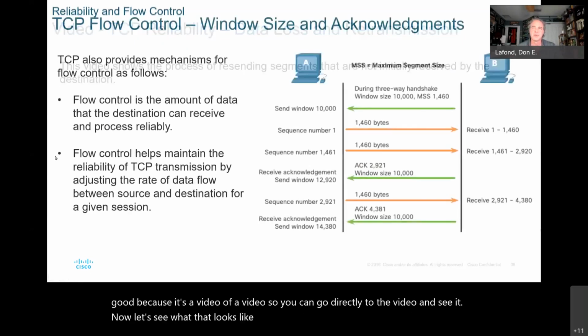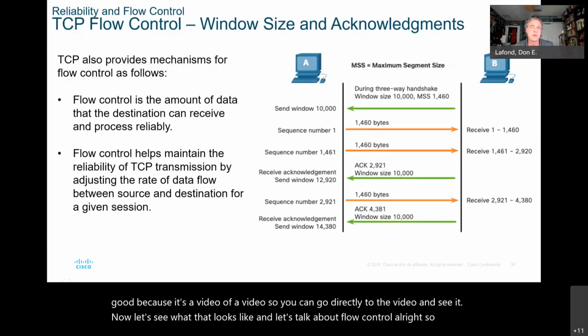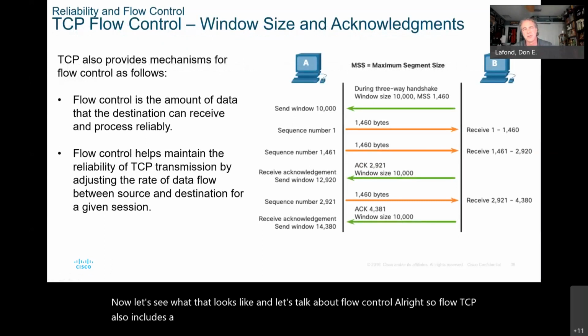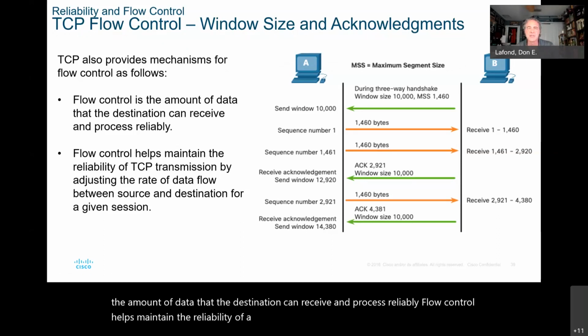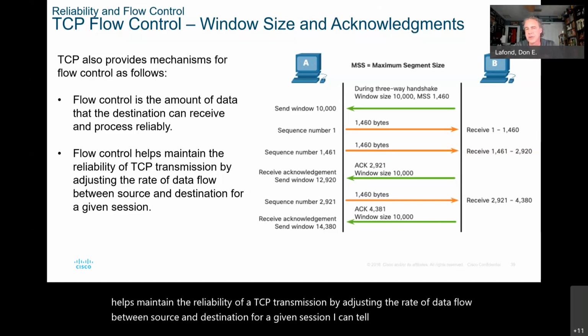Let's talk about flow control. All right, so TCP also includes a mechanism for flow control, and this is how it works. Flow control is the amount of data that the destination can receive and process reliably. Flow control helps maintain the reliability of a TCP transmission by adjusting the rate of data flow between source and destination for a given session. I can tell you what this looks like.